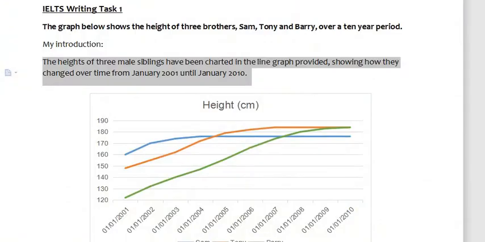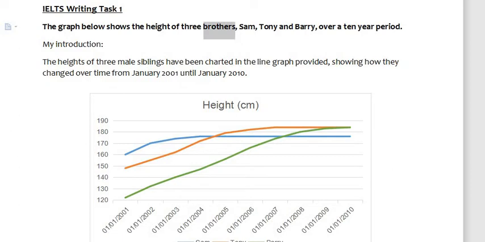Here's my introduction. The heights of 3 male siblings have been charted in the line graph provided, showing how they changed over time from January 2001 until January 2010. So you can see I'm using a lot of information from the question, but I have changed some of the vocabulary, rearranged the sentence, and added some extra information.